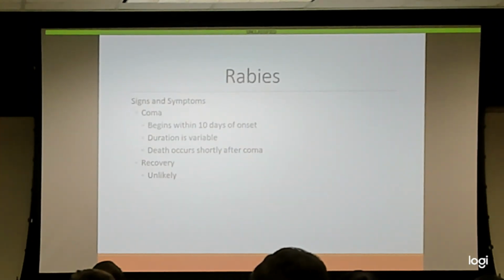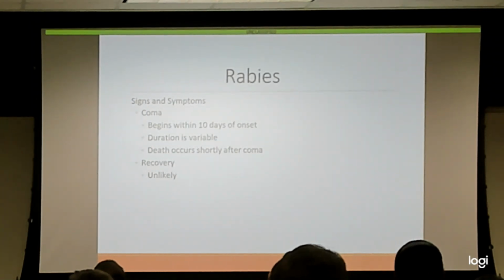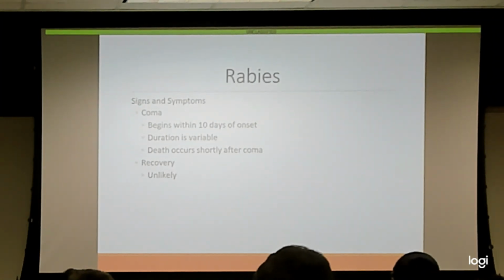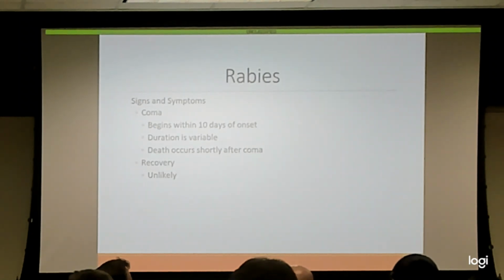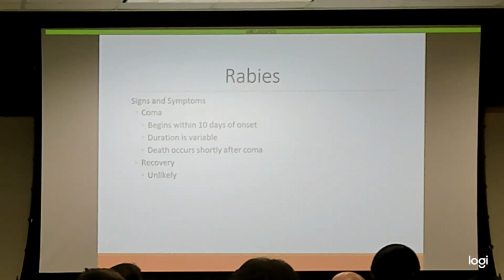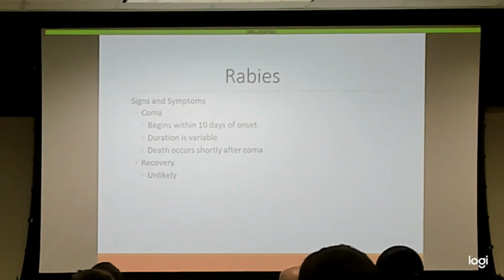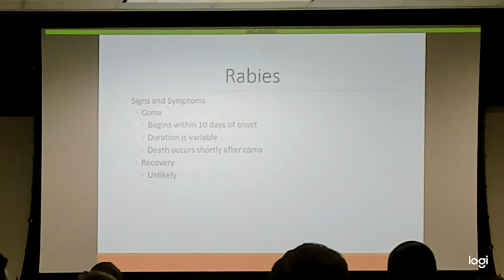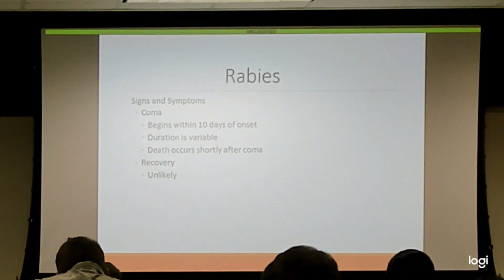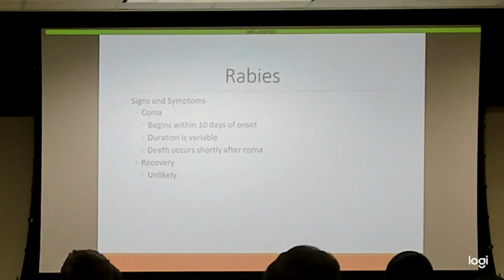And usually about 80% of folks get that hydrophobia issues, then you end up with a coma, usually within 10 days of onset, death shortly after your coma. In the US, there's been three people that have survived rabies without vaccinations in the entire history that we've been recording, at least that we know of, only 3 in the US. And I think there's 2 or 3 overseas as well.